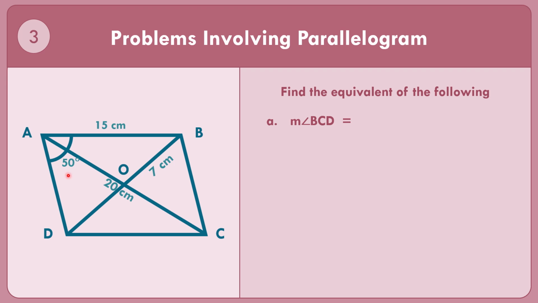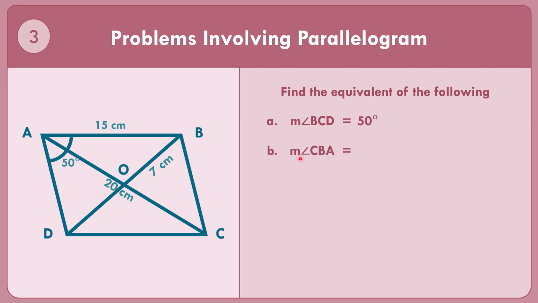First, we need to identify the measurement of the opposite. What could be the opposite of angle C? That is angle A. Opposite angles are congruent. If the measurement of angle A is 50 degrees, it means the measurement of angle C is 50 degrees. So what could be the measurement of angle BCD? That is also equal to 50 degrees.